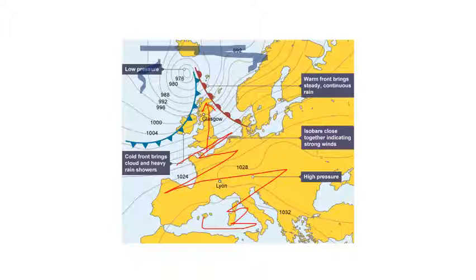On the back of it though, what we then have is the cold air trying to sweep in behind it. And this means that the cold air tries to force its way underneath the warmer air, again causing the air to rise, leading to cloud and rainfall.